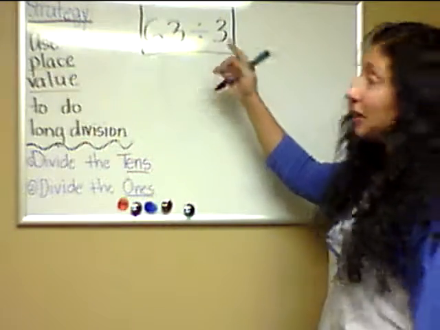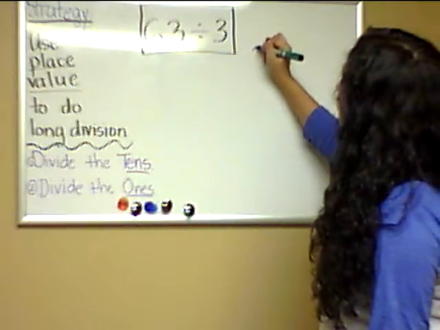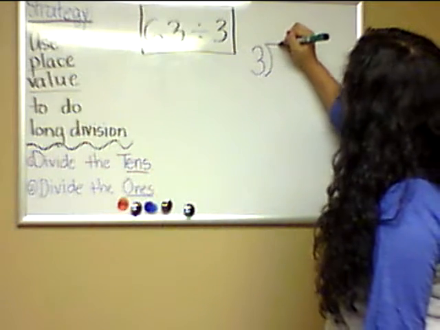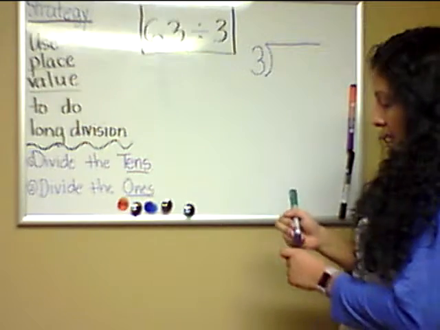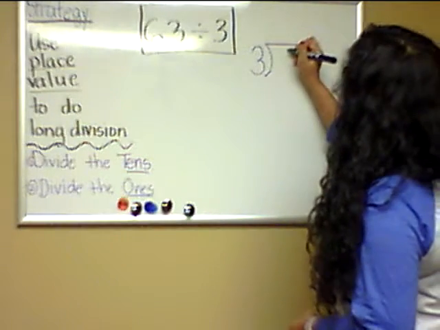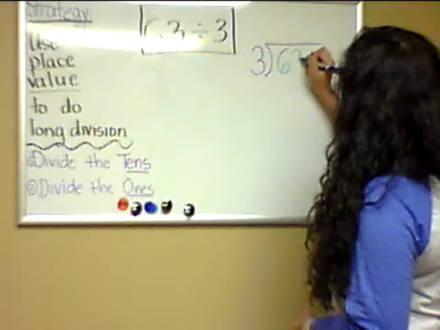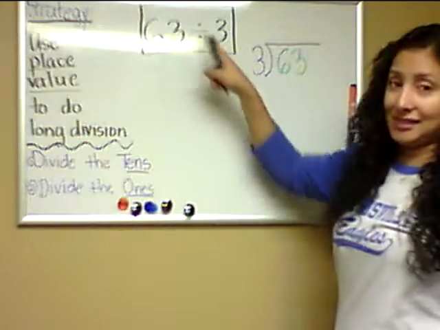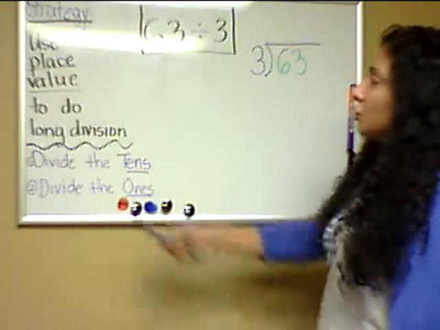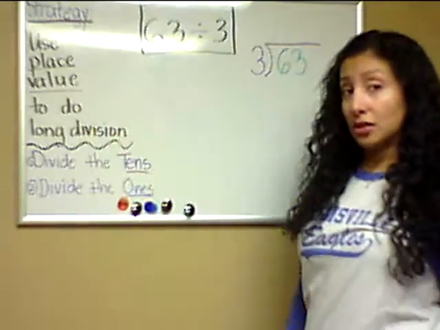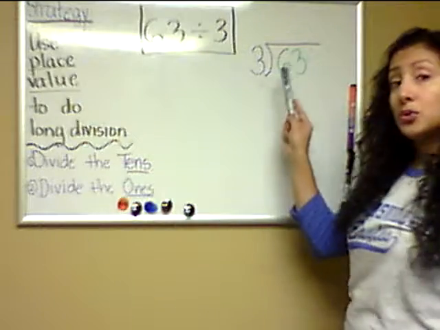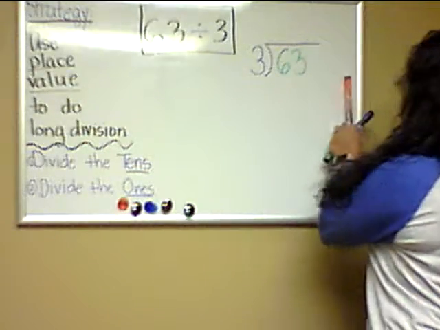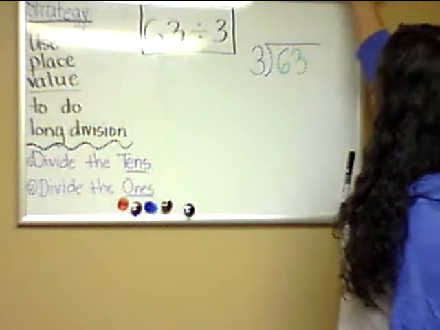63 divided by 3 will look like this. 3 is my divisor, we know that. My dividend, or dad is in the den, meaning hidden inside, is 63. Our strategy is to use place value to do long division. So the first thing that I would do is set up a place value chart to help me. The way that you do that is how you learned in class.